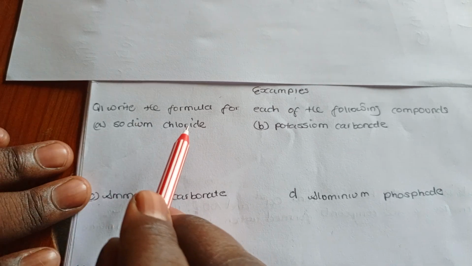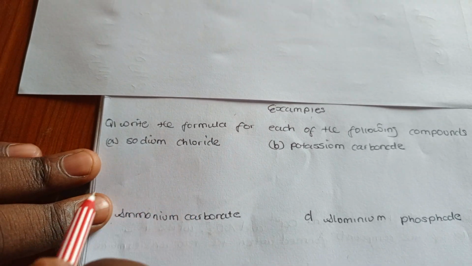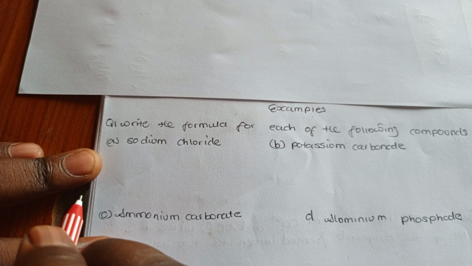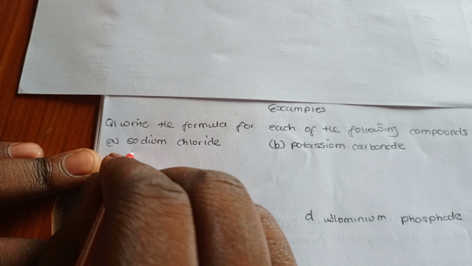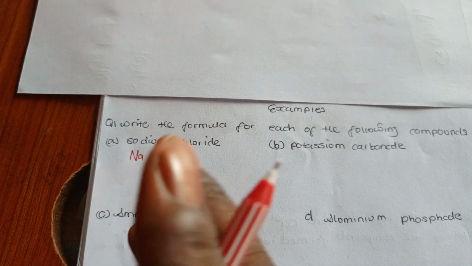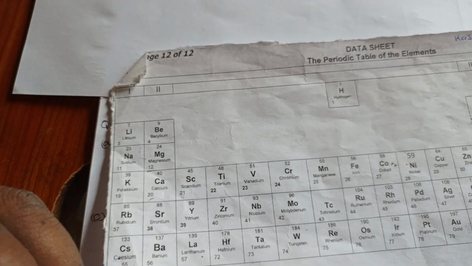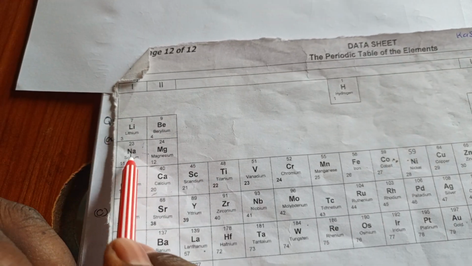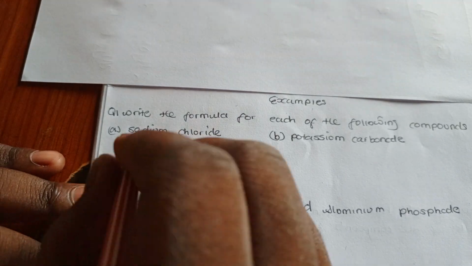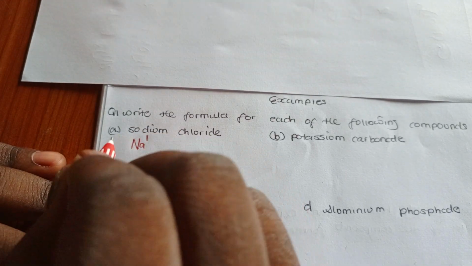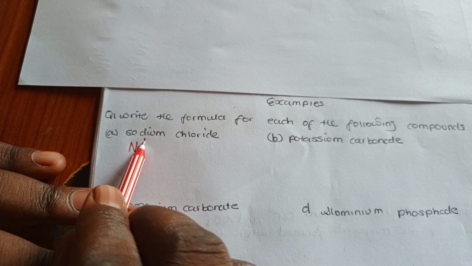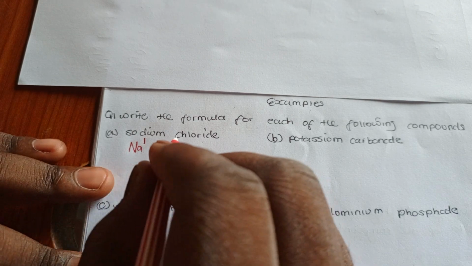Example: write the formula for each of the following compounds. Sodium chloride. We need to know that sodium is a group 1 element from the periodic table. The symbol for sodium is Na, group 1, which means it has a valence of 1. So I'll put 1 here. You write the valence on top of the element or compound.